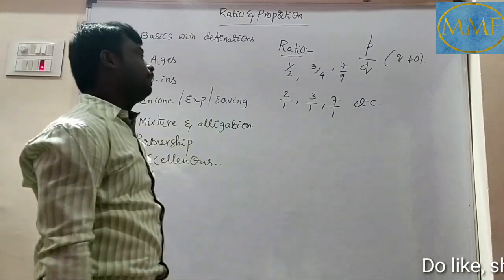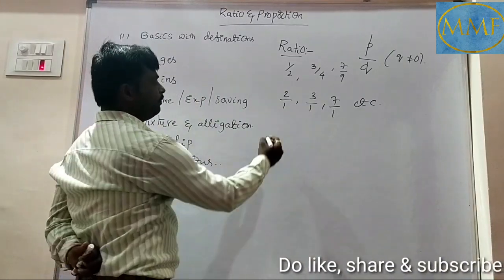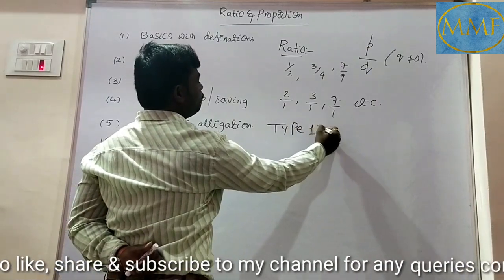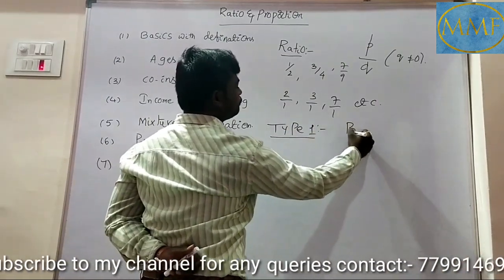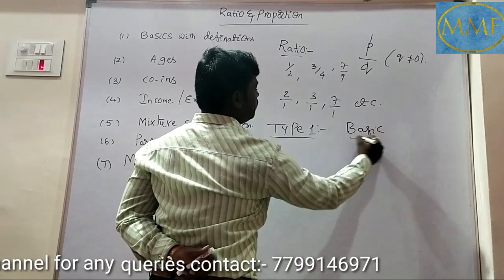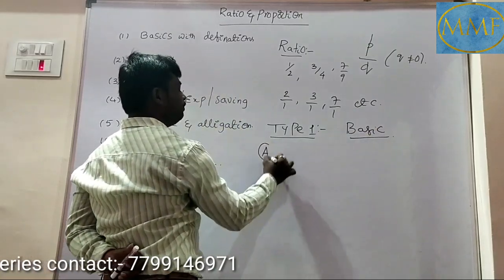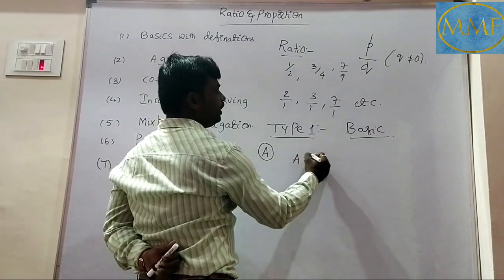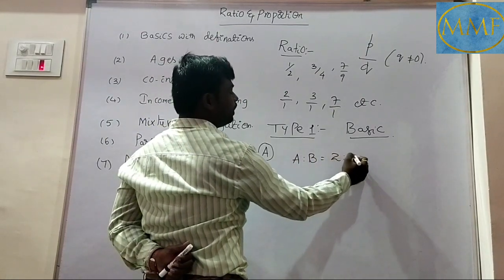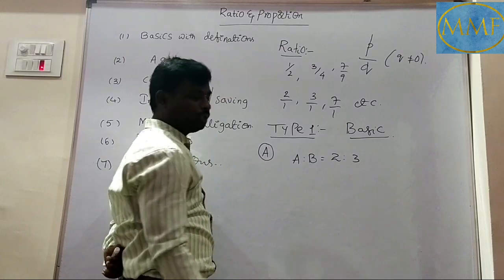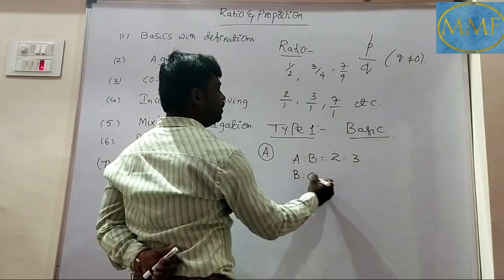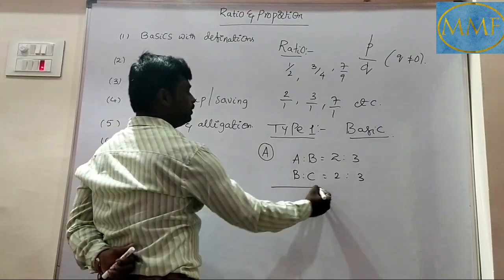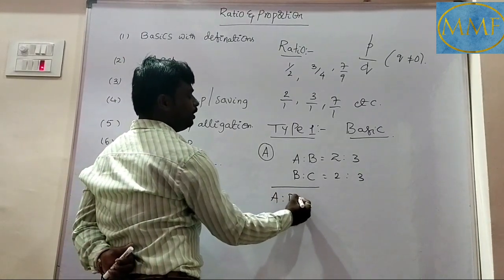Okay, then what are the basics? We'll discuss type 1, the basic model. In that basic, we'll discuss first type A. For example, in any basic level example, he will give like this: A is to B is 2:3. B is to C is also 2:3. He will ask the question: A is to B is to C.